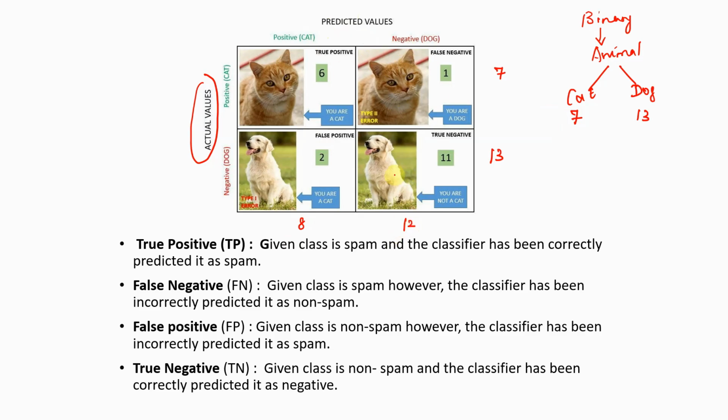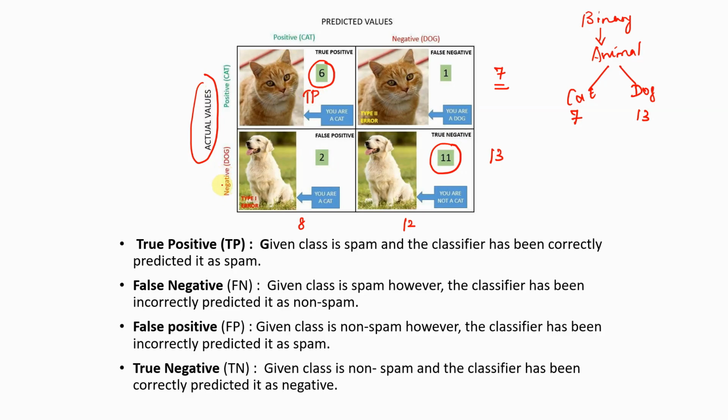So we have 7 cats, but the machine has predicted, out of the 7, only 6 correctly. So automatically 1 goes to dog. This is a false negative. And then out of 13 dogs, the machine has correctly classified 11 as dog, so the remaining 2 become cat. Here positively it is a cat, and the machine also predicted it is a cat. This is called a true positive.